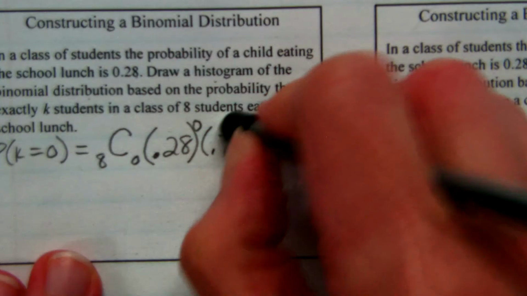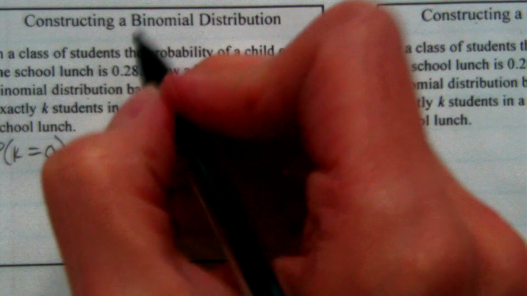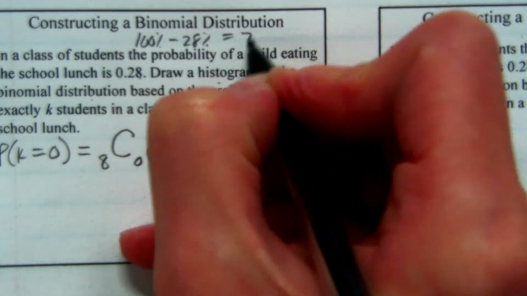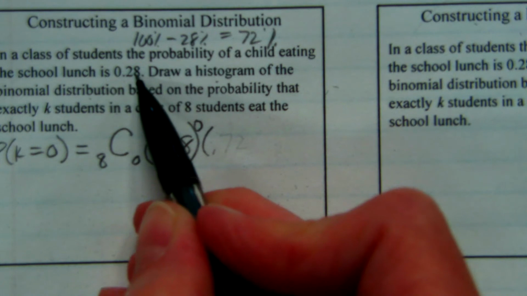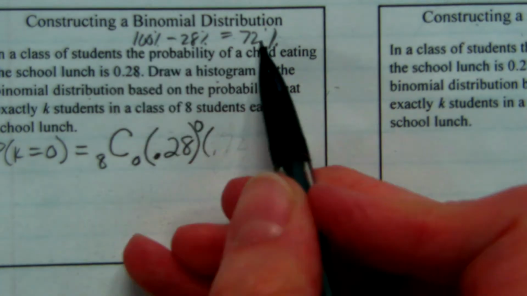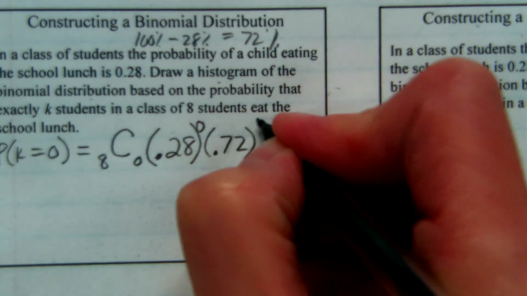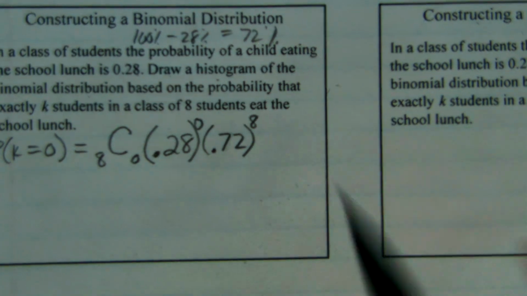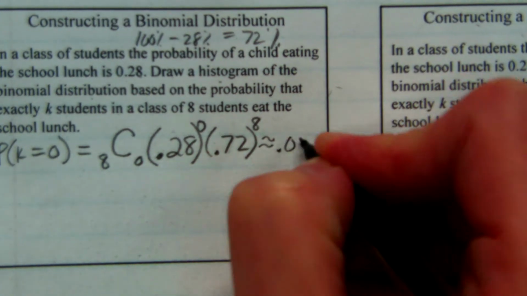Oh, I'm sorry, I should explain where that comes from. If I take 100% and subtract 28%, I get 72%. So that's how I'm thinking about this 0.28. I'm thinking of it in terms of percents and subtracting it from 100%. And so this would become 0.72 to the 8th power. And we would type all of that into our calculator, and it comes out about 0.07.